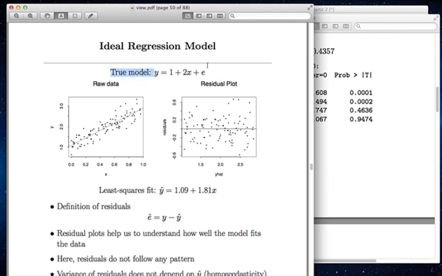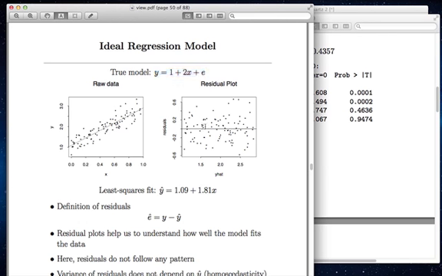Let's say that the true model is 1 plus 2x, and then there's some errors. This is the ideal situation for linear regression. If we generated some data points from this, we'd get raw data looking like this. And what we observe is that the line passes right through the scatter as it should. So this is the perfect situation.